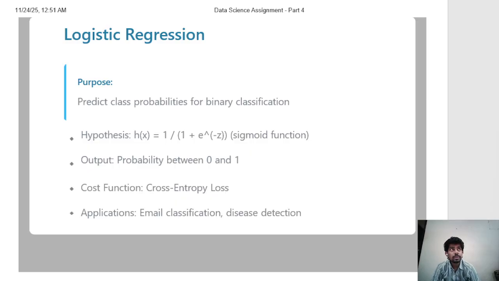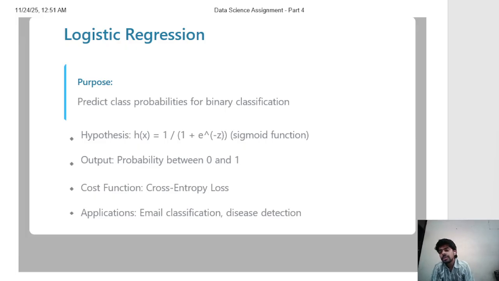Logistic regression is different. It's used for binary classification, not regression. Despite its name, the purpose is to predict class probabilities. Instead of a linear equation, we use a sigmoid function: h of x equals 1 divided by 1 plus e to the power of negative z. The sigmoid function squeezes any input value into a probability between 0 and 1. An output of 0.7 means 70% probability of the positive class.